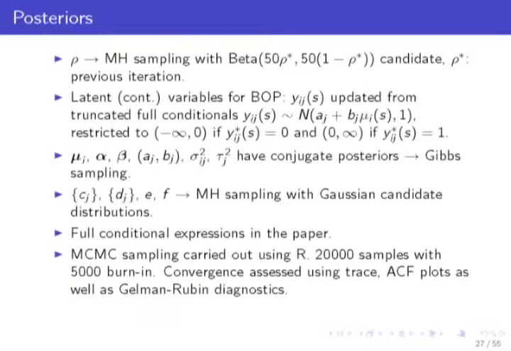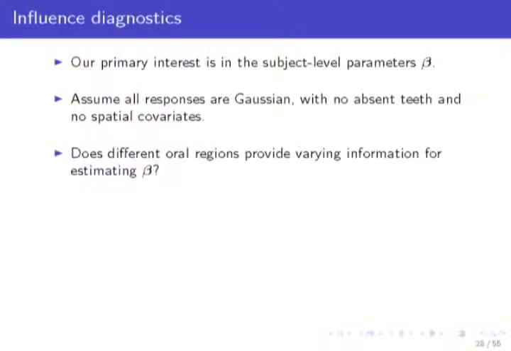Now MCMC sampling can be carried out using R or WinBUGS that was just mentioned. Convergence is reached at 5,000, and then you discard the 5,000 samples and do your inference based on the 15,000. I assess convergence using trace plots, ACF plots, and Gelman-Rubin diagnostics. If you believe that these are good tools to assess convergence, and these are pretty standard, people use them most of the time.